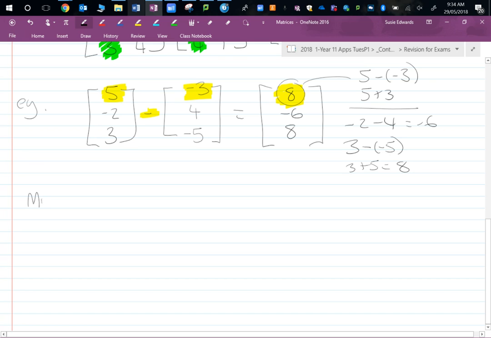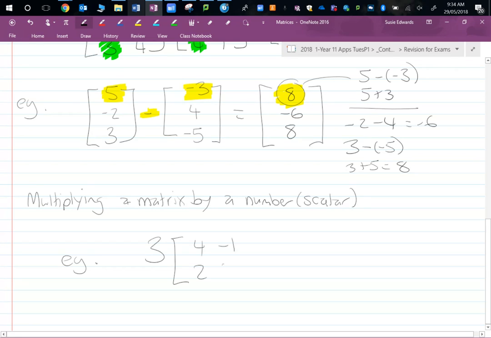So multiplying a matrix, so you've got one matrix by a number. It's also called a scalar, and I think in your test they use the word scalar, so just be aware, okay? So what that means is 3, 4, 2, negative 1, 5. Something like that. If I said 3, I'll write that times. It'd be something like that.